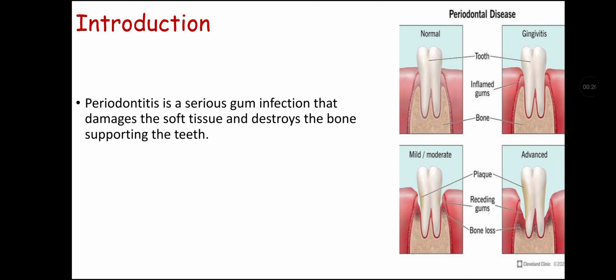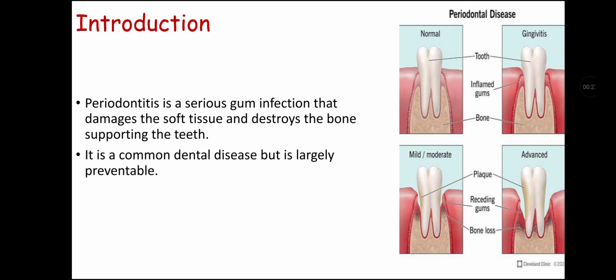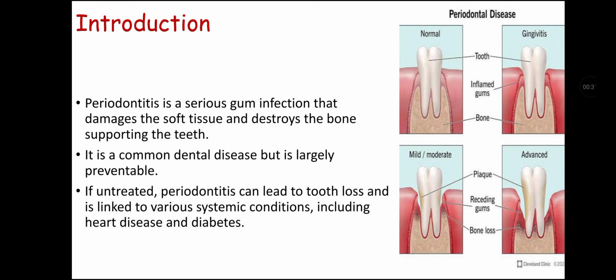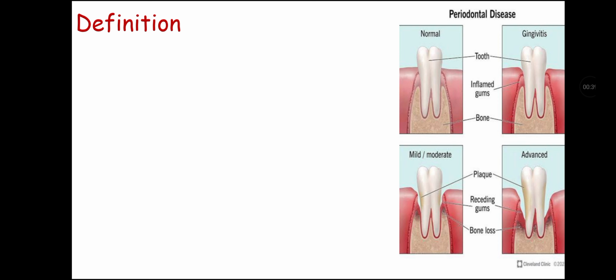Periodontitis is a serious gum infection that damages the soft tissue and destroys the bones supporting the teeth. It is a common dental disease but is largely preventable. If untreated, periodontitis can lead to tooth loss and is linked to various systemic conditions, including heart disease and diabetes.